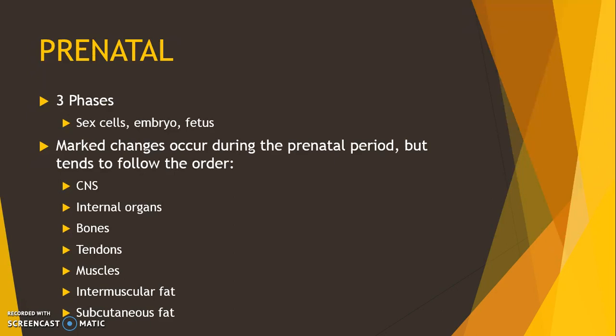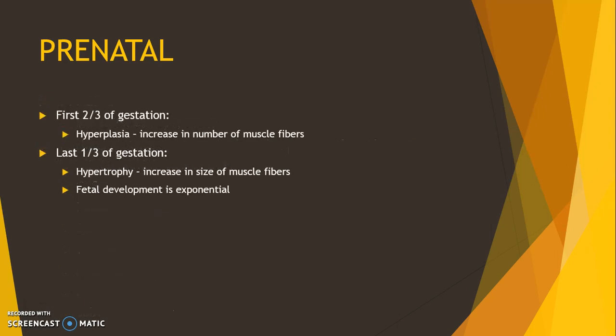Obviously there are big changes occurring during the prenatal period, but it tends to follow the order of developing the central nervous system first, then the internal organs, then bones, tendons, and so on, and fat is accumulated later on. And that fat is really important, actually. You wouldn't think the developing fetus carries very much fat, but what they have is what they call brown fat, and that is essential for when they're just born. That's kind of their first original energy source before they start consuming colostrum and milk to help support them.